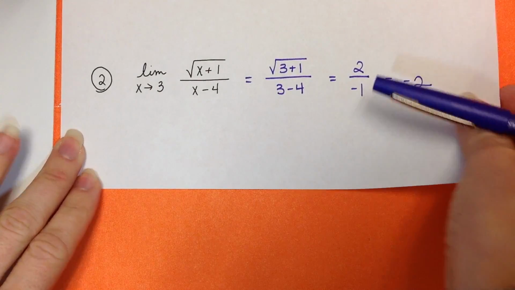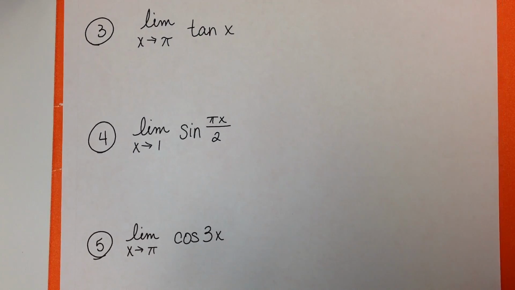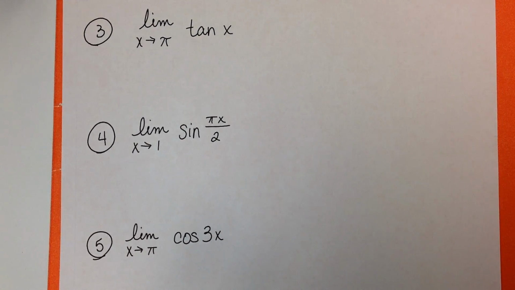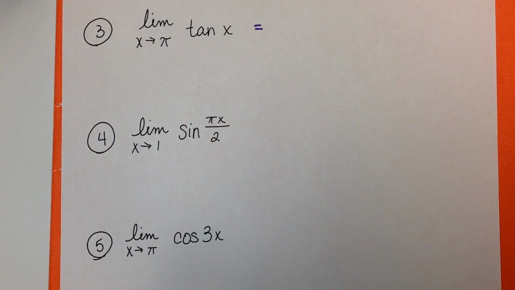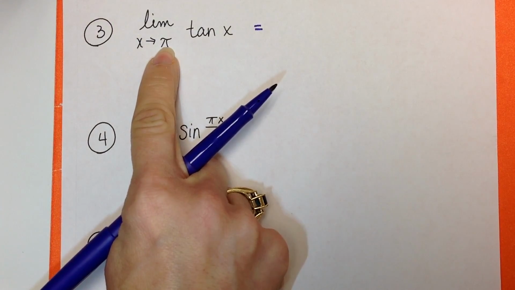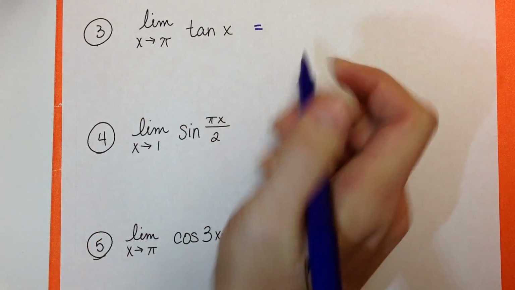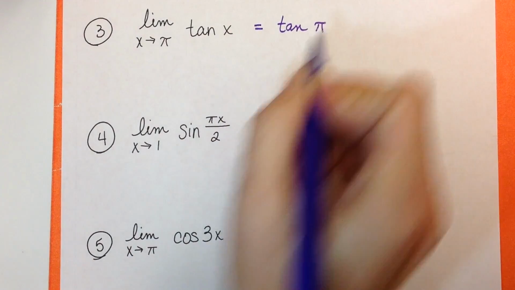Alright, still dealing with direct substitution, but looking at some trig functions. And trig with your values may be something that you need to kind of freshen up on a little bit. Okay, so on this one I have the limit as x approaches pi of tangent x. So my value that I'm approaching is pi. So again, direct substitution means that I would have tangent of pi.